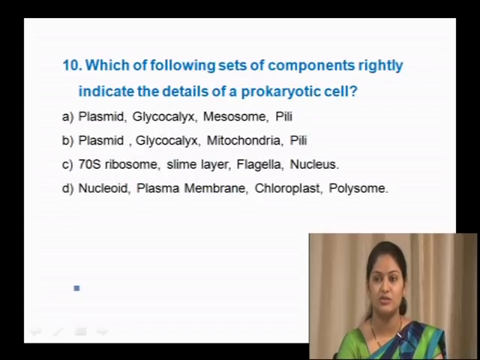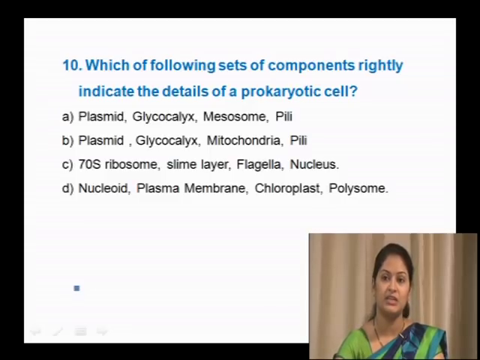Which of the following sets of components rightly indicate the details of a prokaryotic cell? First set indicates Plasmid, Glycocalyx, Mesosome and Pili. Second one, Plasmid, Glycocalyx, Mitochondria and Pili. Third, 70S ribosome, slime layer, flagella and nucleus. D, nucleoid, plasma membrane, chloroplast and polysome. So the question asks which are the components which are found only in prokaryotic cell.